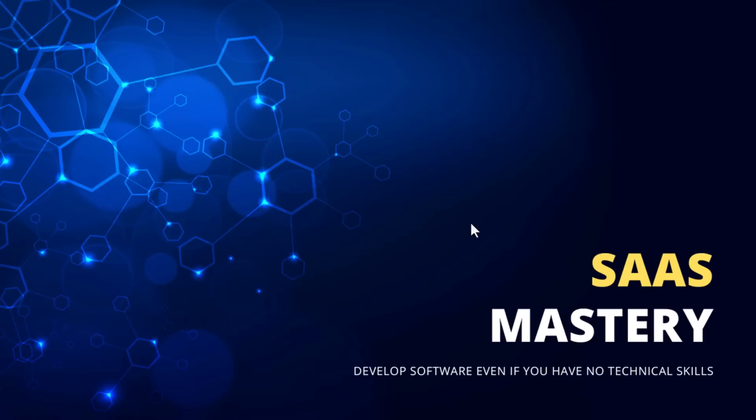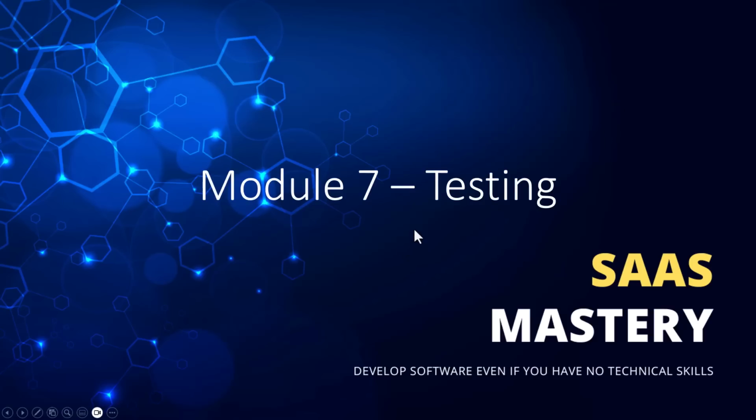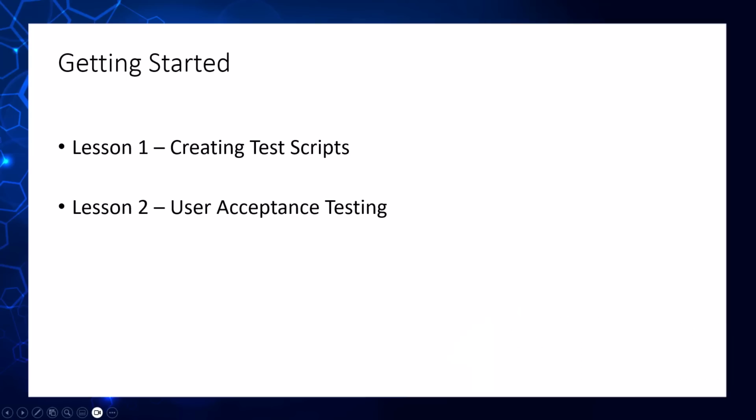Welcome to Module 7 of SAAS Mastery. Here we're going to talk through testing your application. So we're getting closer to the end over here, but we wanted to cover a couple of topics. One is creating test scripts, and then secondly, we want to talk through user acceptance testing.